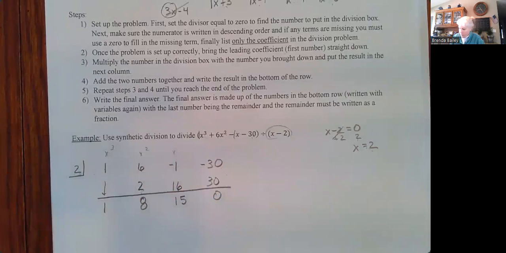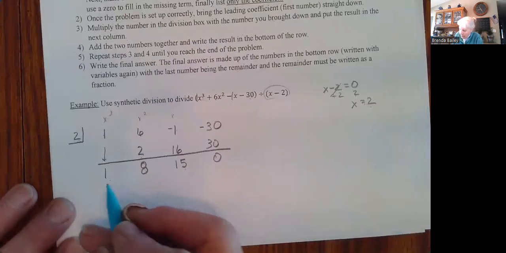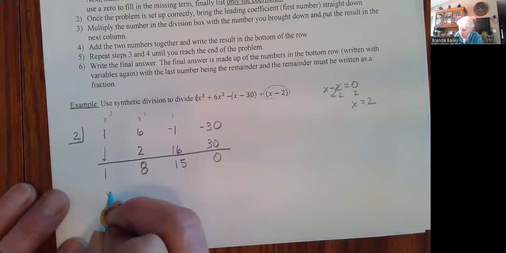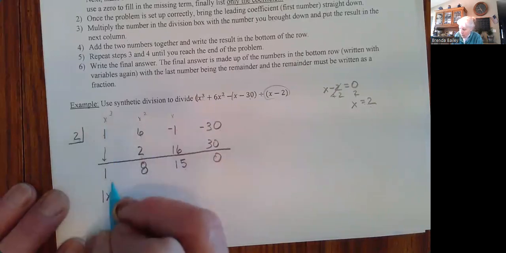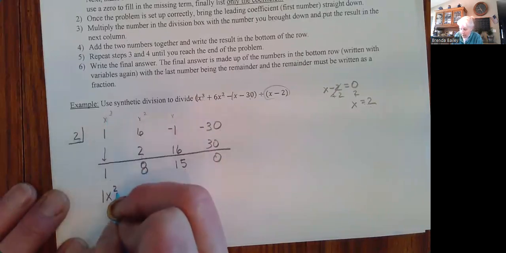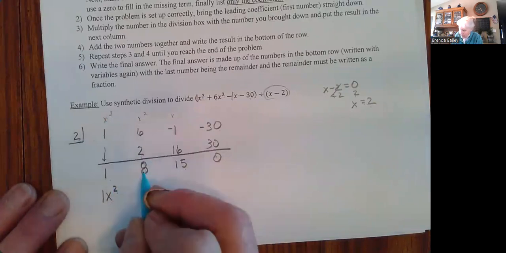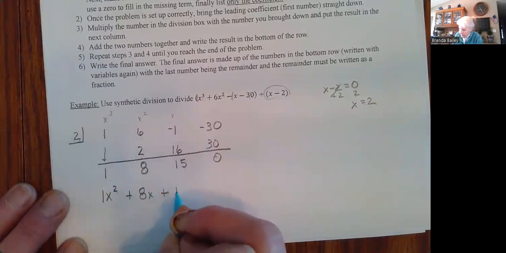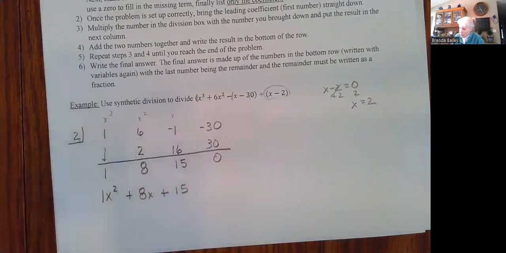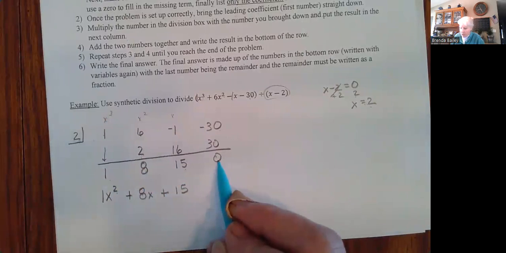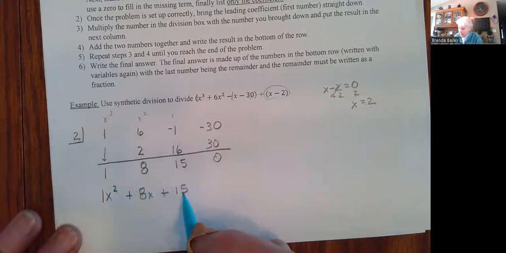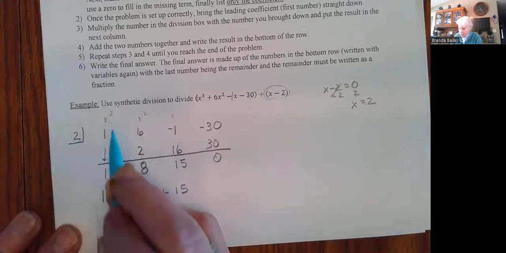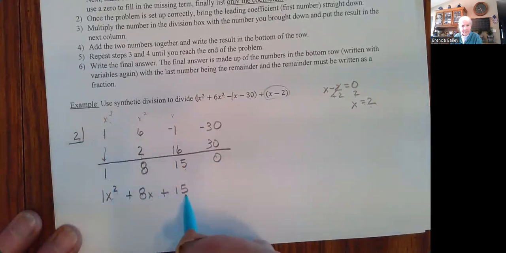So what's the answer? These are the new coefficients in front of our quotient, and we have a 1. I'll put the 1, and you always drop it by 1 power. So that'll be the x squared plus 8x plus 15. And there was no remainder. So these are the coefficients. The x's, you start with an x cubed, you go x squared, and then just go down.